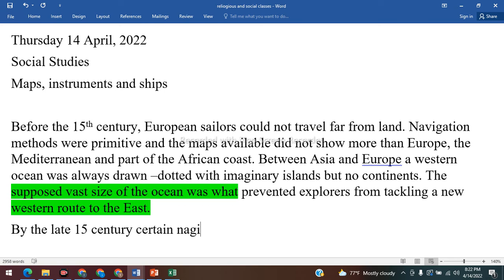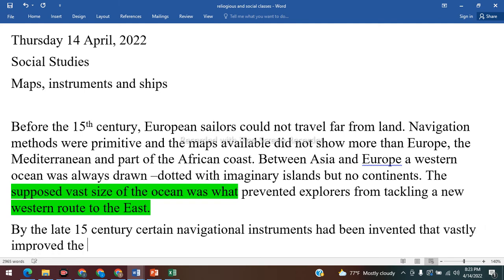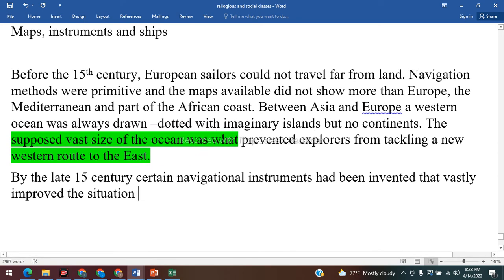Anyway, by the late 15th century, certain navigational instruments, and by navigational instruments they just mean instruments that we use at sea, on the waters, had been invented that vastly improved the situation. And that's good. Okay.